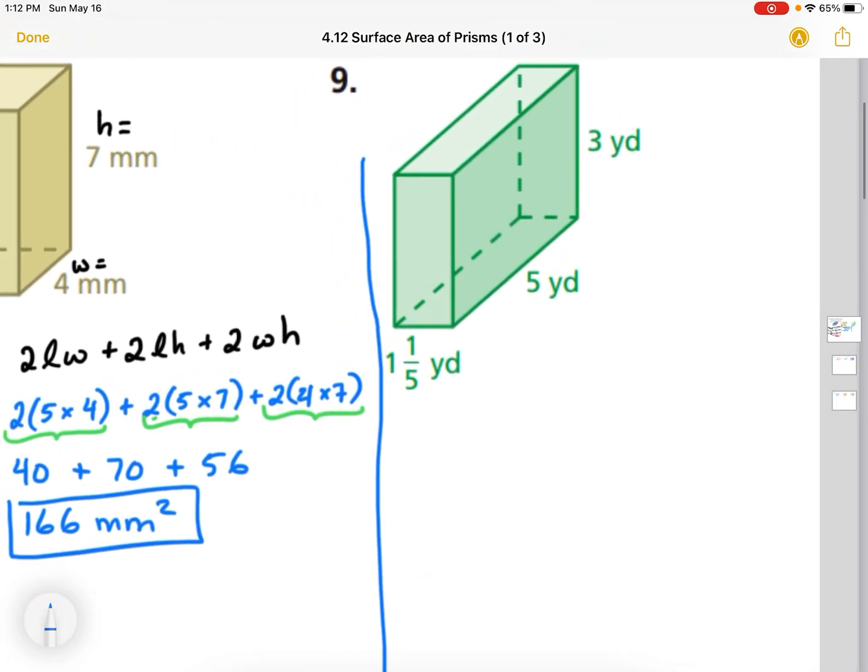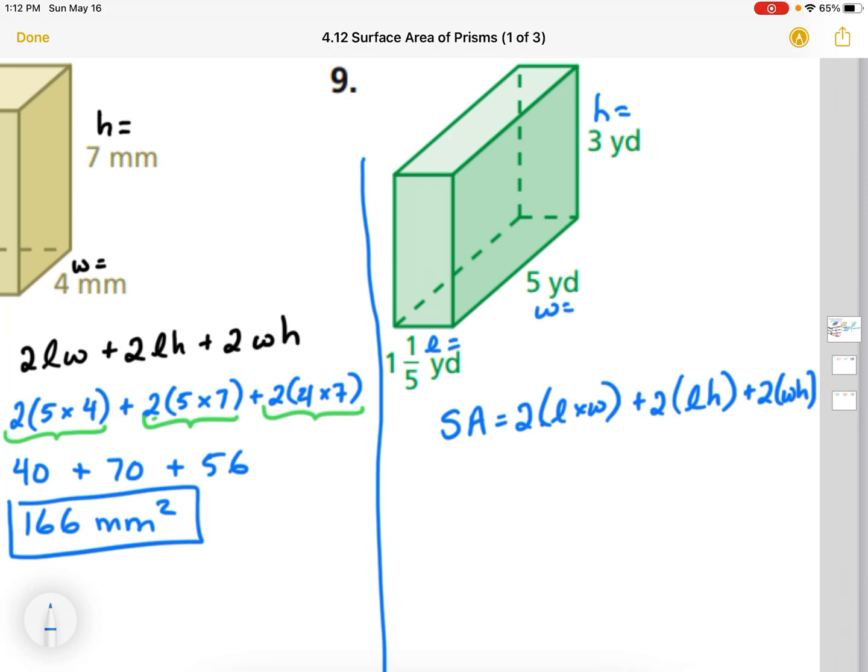We'll use the formula again. So surface area is equal to 2 times length times width, plus 2 times length times height, plus 2 times width times height. I'll make this my height, this my length, and this my width. Doesn't really matter as long as you sort them out. I'm going to start over a little bit here. Length is, well, it's 1 1/5. 1 divided by 5 is 0.2, so that's going to be 1.2 times 5 plus 2 times 1.2 times 3 plus 2 times 5 times 3.